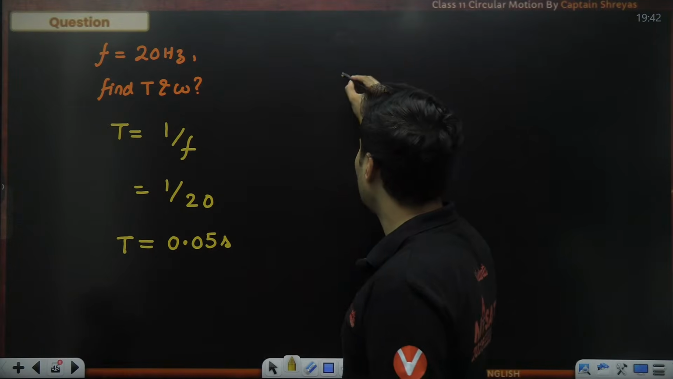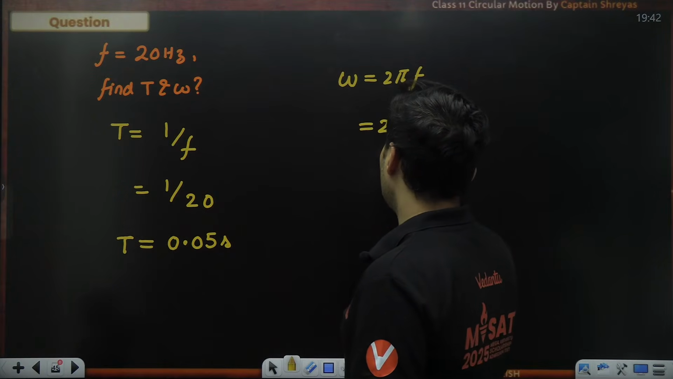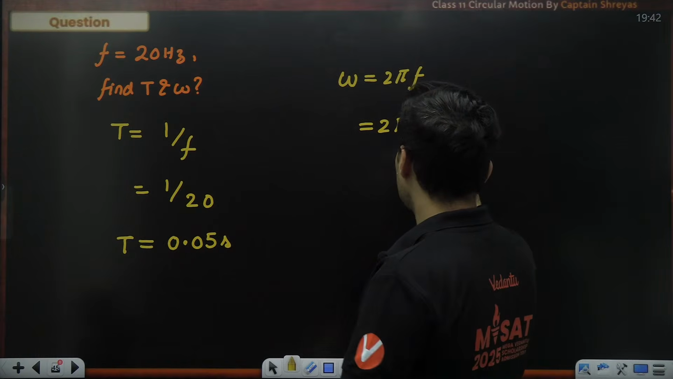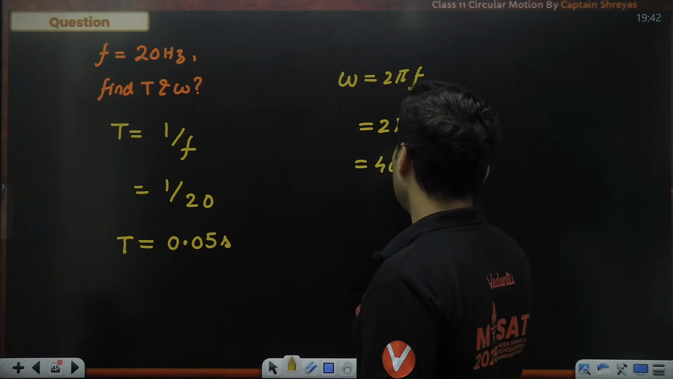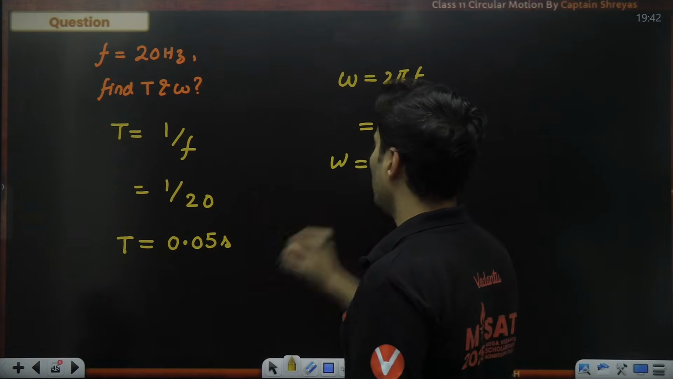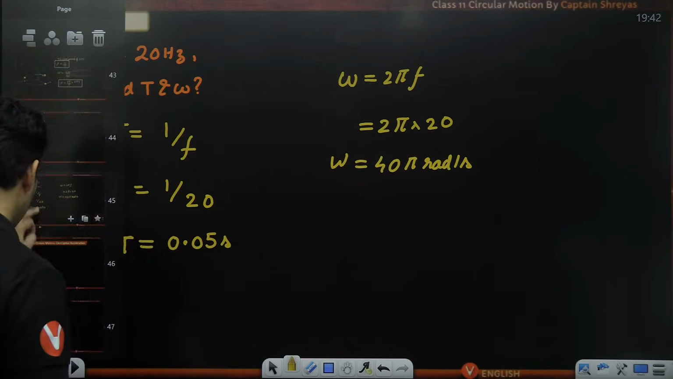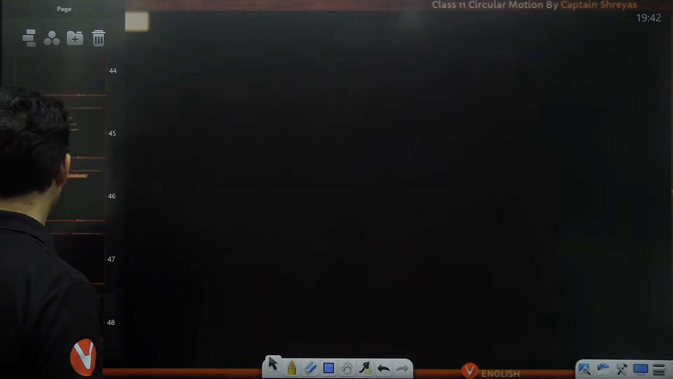Next, find omega. Omega is 2 pi f. So it will be 2 pi into frequency, which is 20. So it will be 40 pi radian per second. That is your omega. Cool? Very good. Let's do one more question coming up on your screen, and here it is.